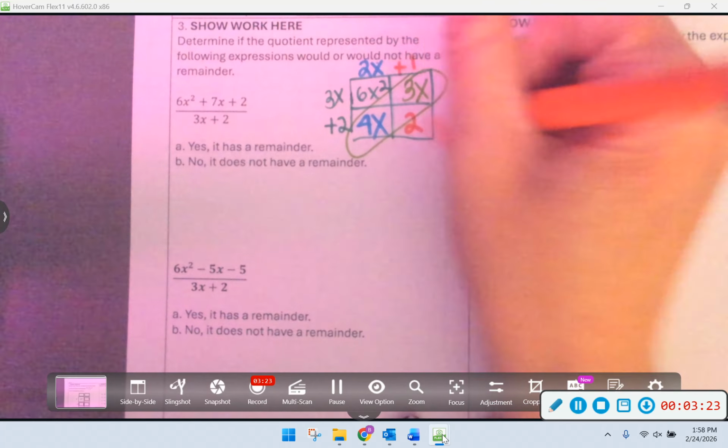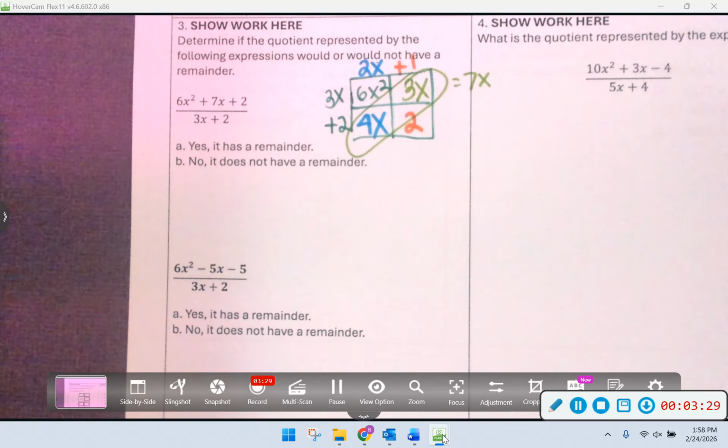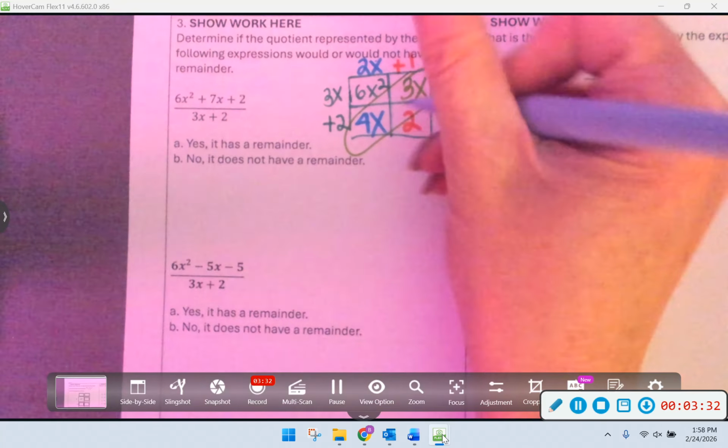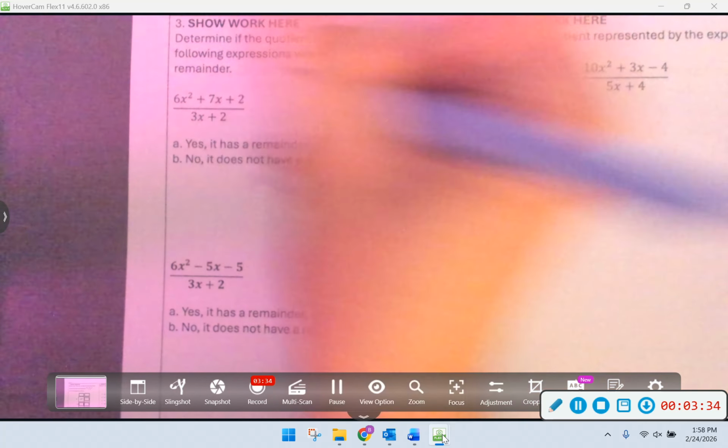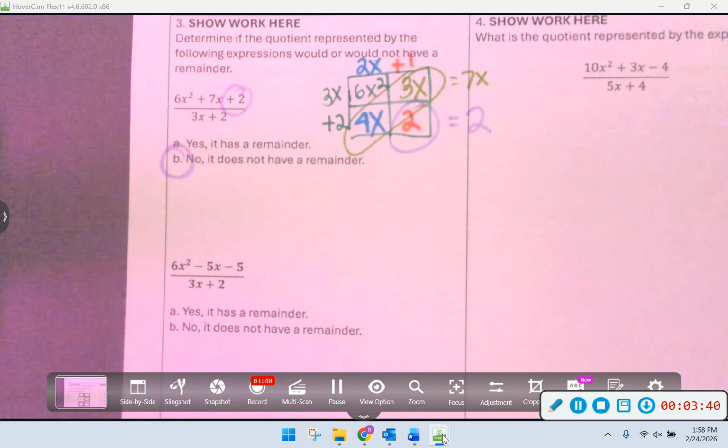Now we want to see if this right here is going to match. I don't know if I have another color. Ooh, I have purple. The end here, 2. Since those 2 match, we do not have a remainder. B. All right. Let's try the second one, because we don't know if they're both going to be that way.